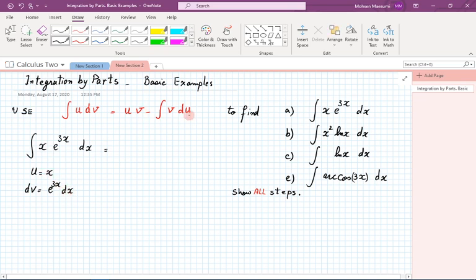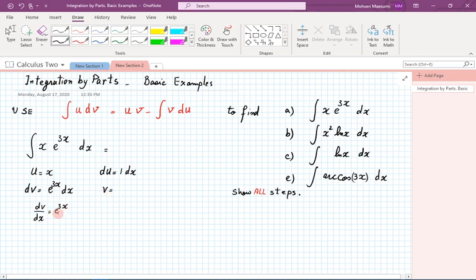Okay, on the other side I need my du. How do I calculate du? Du simply means the derivative of u times dx. Well, the derivative of x is just 1 times dx. Now here I need the v in these two locations. What is v? So the differential of v is given to be exponential of 3x dx. If you wish, you can write this statement like this, that dv/dx is exponential of 3x. So what is going to be v?